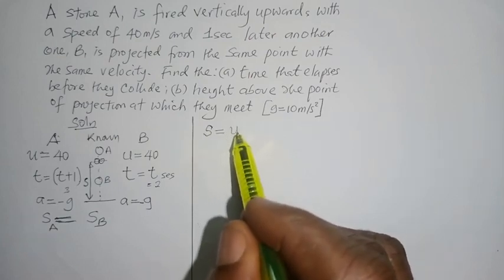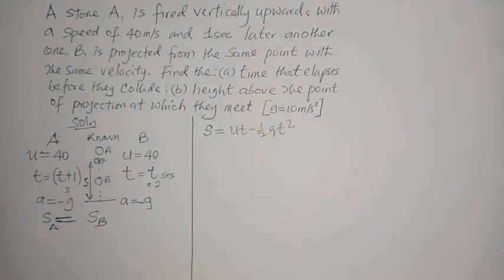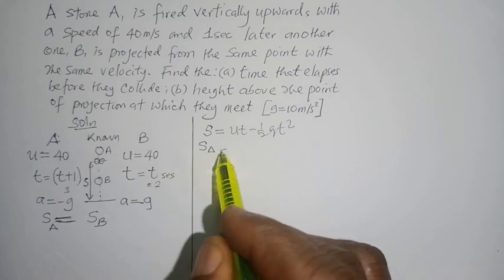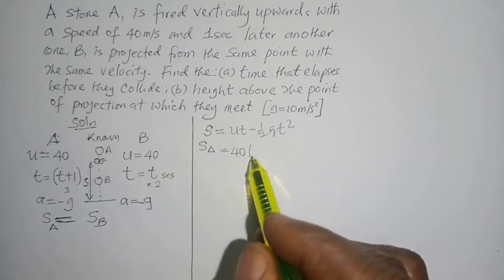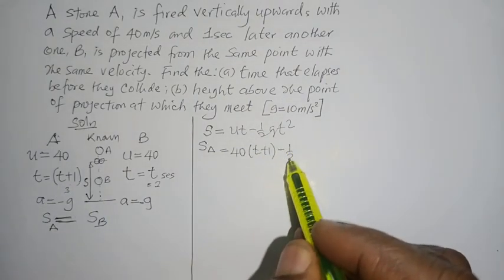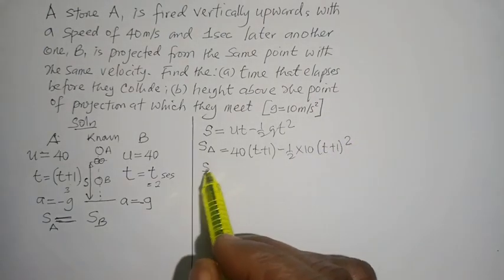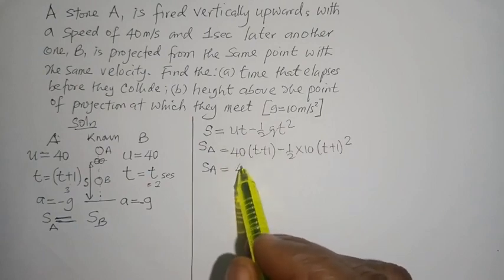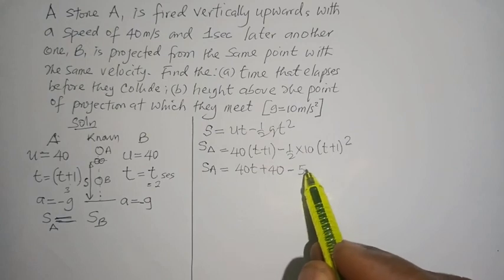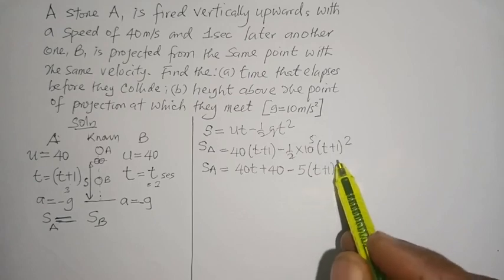So with this knowledge, you can proceed with the solution, writing down the equations using one of the equations of motion, S equals ut minus half gt squared, and then we use that to form two equations, one for A and the other for B. For stone A, let's call the distance risen SA, which is equal to 40 times the time taken for stone A, which would have been t plus 1, minus half times g, which is 10, into t plus 1 all squared.